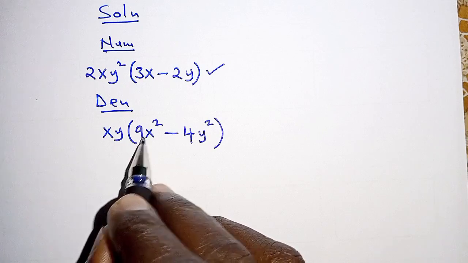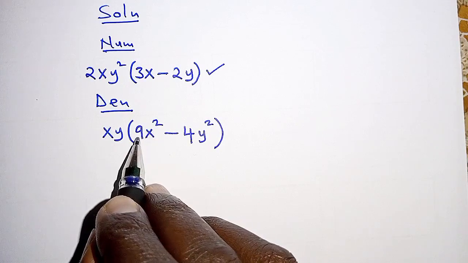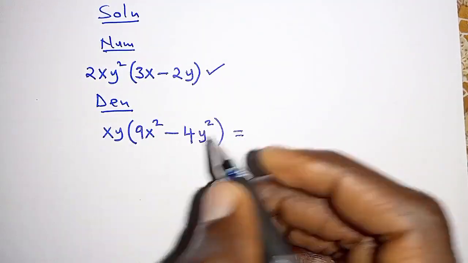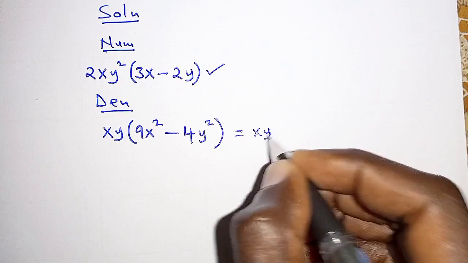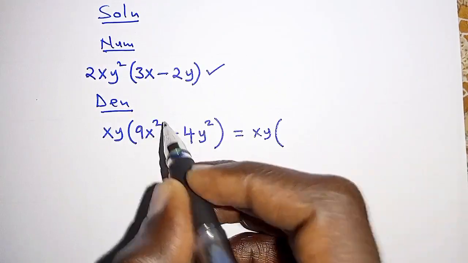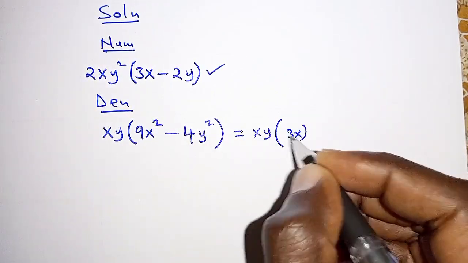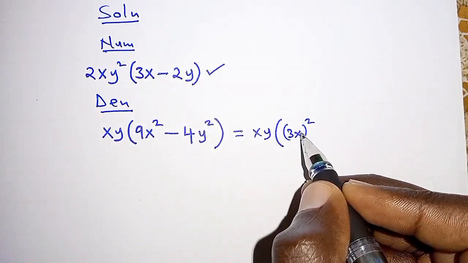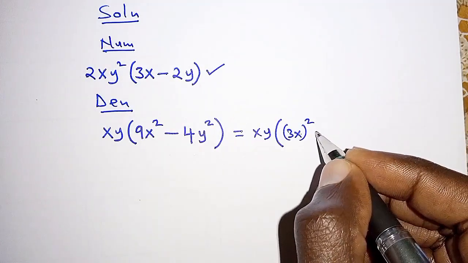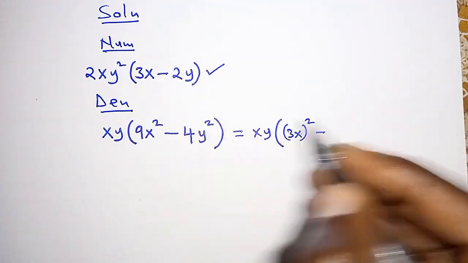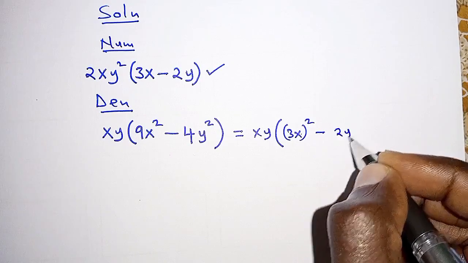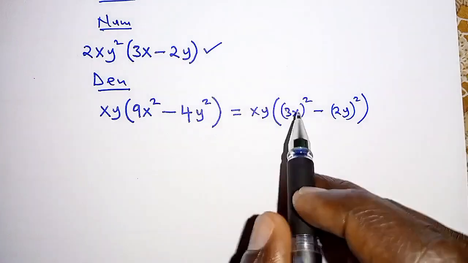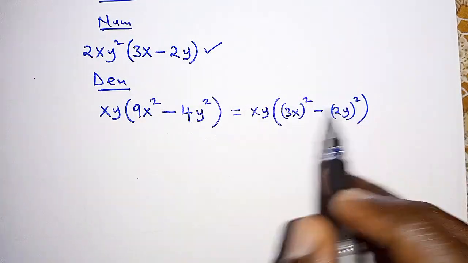Now 9x squared is just equivalent to 3x squared. That is, we can also express this as xy into 3x squared. That means we square 3 to give us 9, we square x to give us x squared, and then minus here we have 2y squared. Just like I said before, this is a difference of two squares.